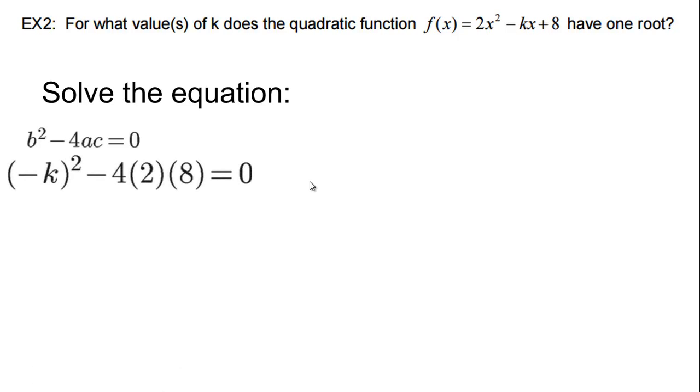So we sub in what we know. We don't know what b is, so we write in k. A common mistake here is, how do you know what b is? Isn't it -1? It's not -1. It's the coefficient on x, and that's -k. Minus 4ac gives us k squared minus 64 equals 0.